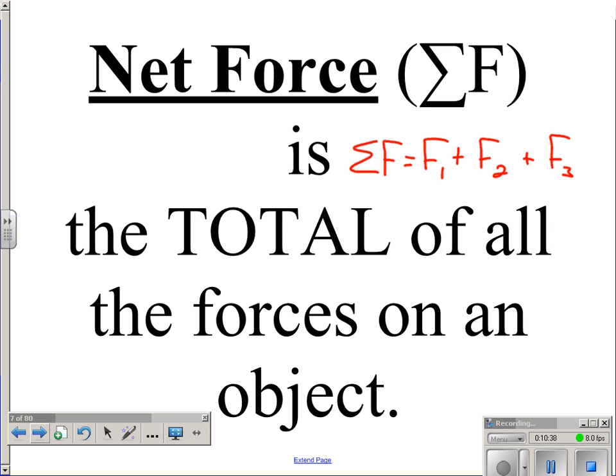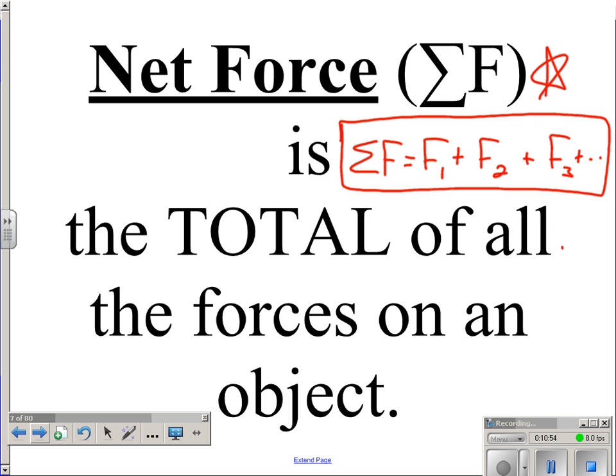Okay? So, you know, if there's 100 forces, then you're going to add them all up. If there's 2 forces, you're going to add them up. If there's no forces, then your net force is just 0, right? Because there's no forces. Okay? So this is your first new equation for this chapter. Please write it down, put big stars around it, draw a smiley face, because smiley faces are fun.